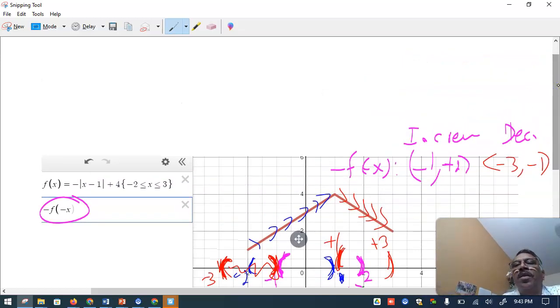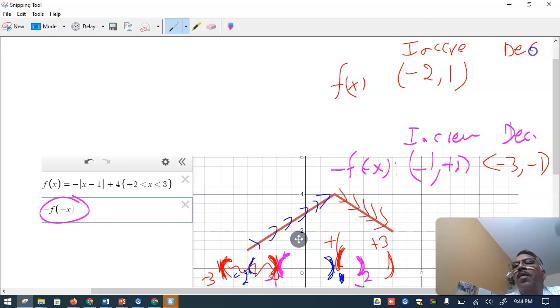So this is how it changes. Originally, what was the original f of x? It was increasing, and you can clearly see it was increasing. From minus 2, that's what we always take, minus 2 to 1 was increasing. That was increasing.